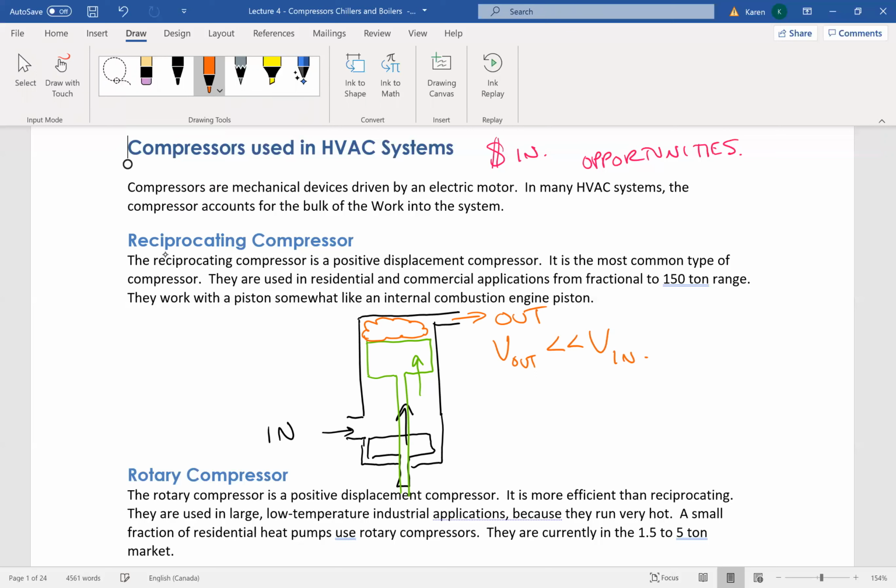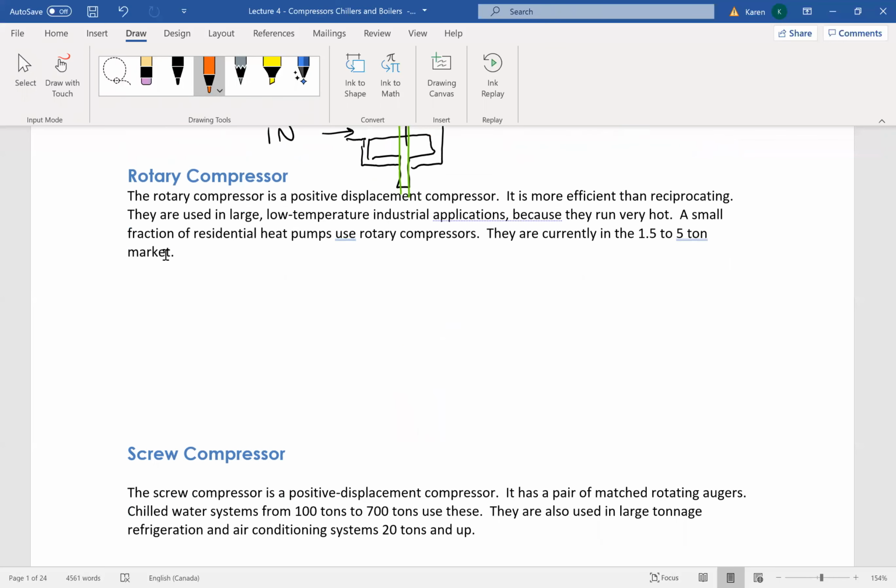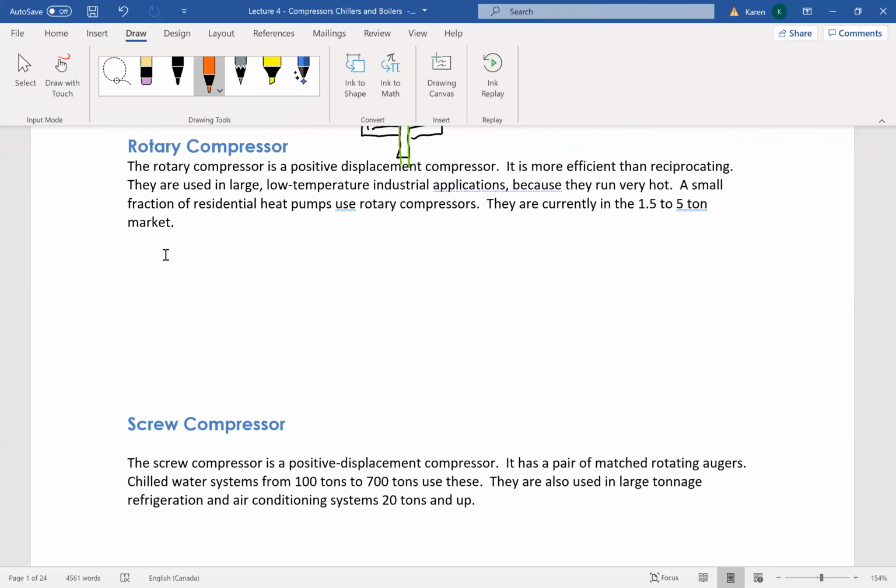So that's your common reciprocating compressor found in a lot of HVAC systems, including small HVAC systems that are used in residential and heat pump systems. Let's compare that to a rotary compressor. Rotary compressors are pretty cool.